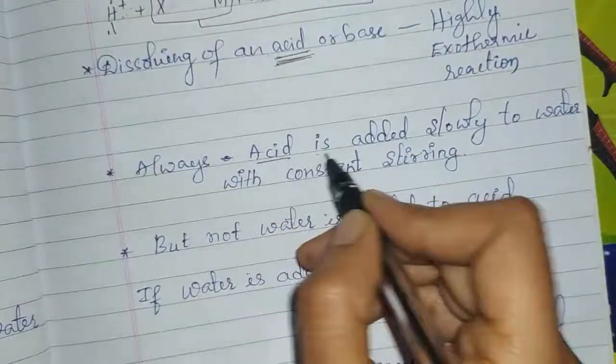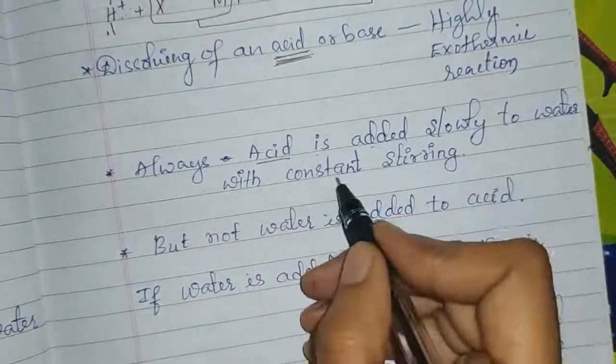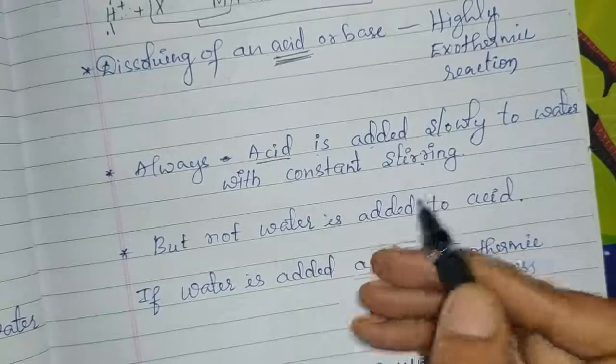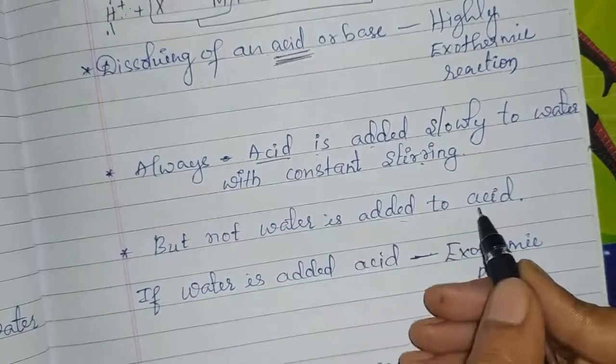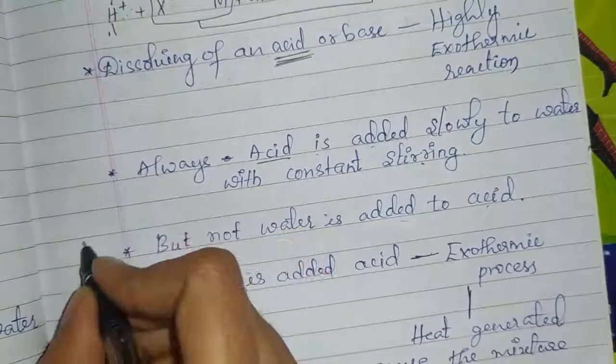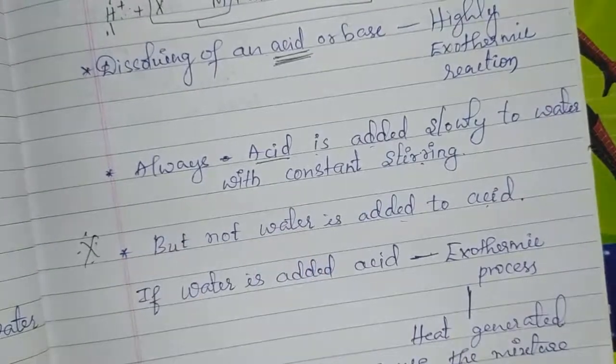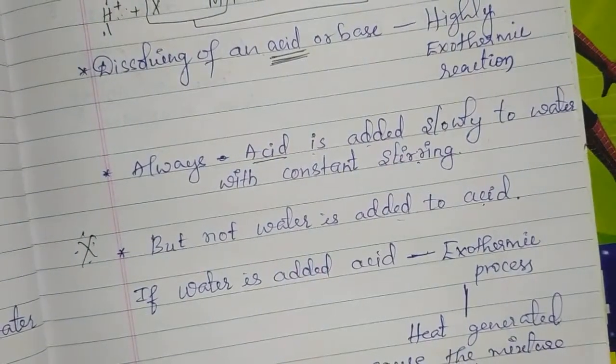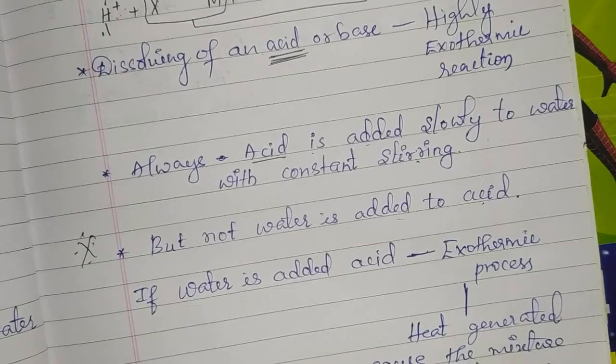Always acid is added slowly to water with constant stirring, but not water added to acid. Okay, a question may be asked like this: why is acid added to water but not water to acid?